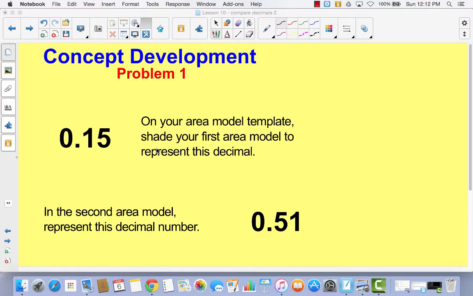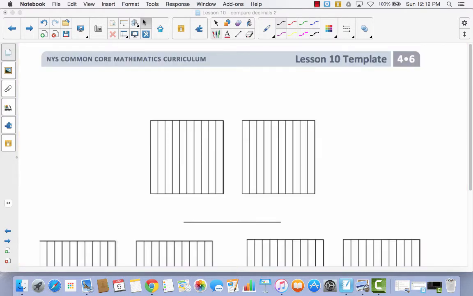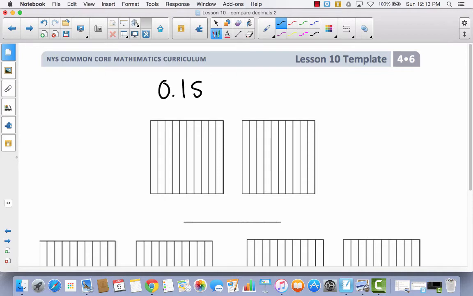On your area model template, I want you to shade your first area model to represent this decimal and the second area model to represent this decimal number. So we're going to do 15 hundredths and 51 hundredths. So we've got 15 and we've got 51 hundredths.